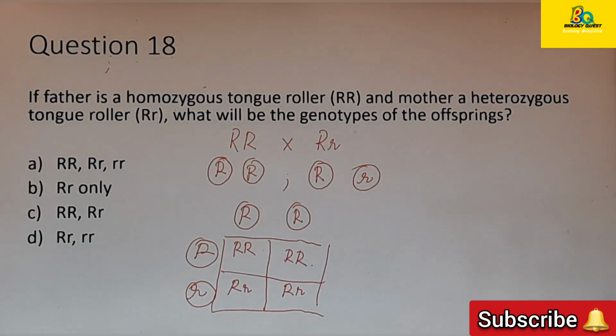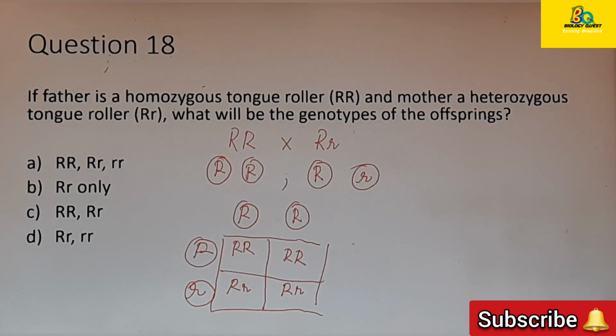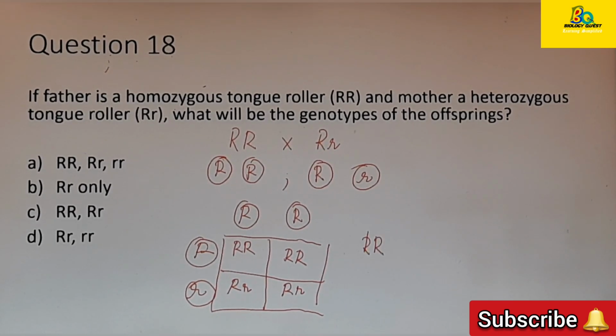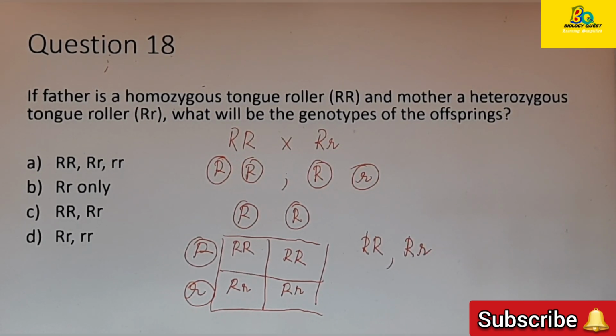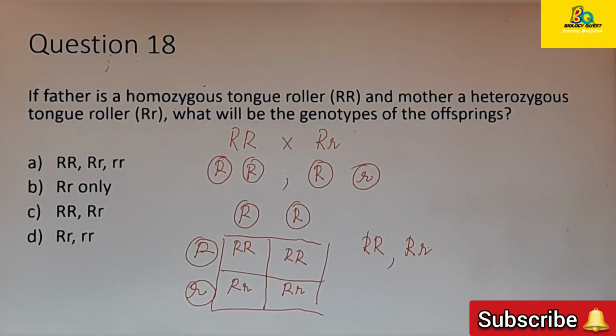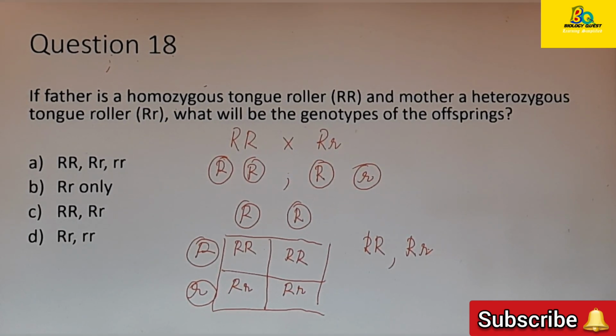So look at the question. What will be the genotype of the offsprings? Capital R, capital R, and capital R, small r. Two types of offsprings. All the offsprings are tongue rollers. Half of them will be homozygous tongue rollers and the remaining half will be heterozygous tongue rollers.